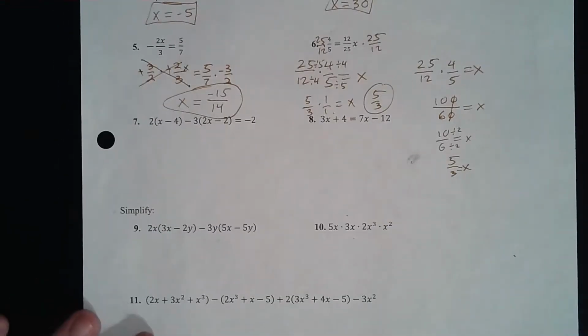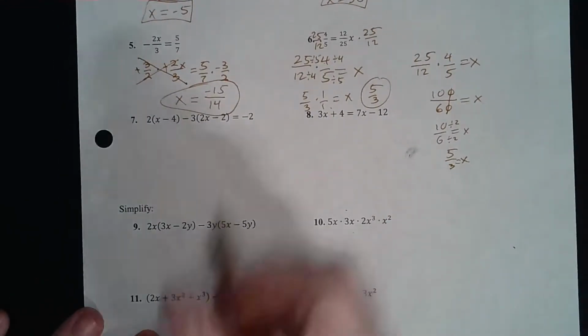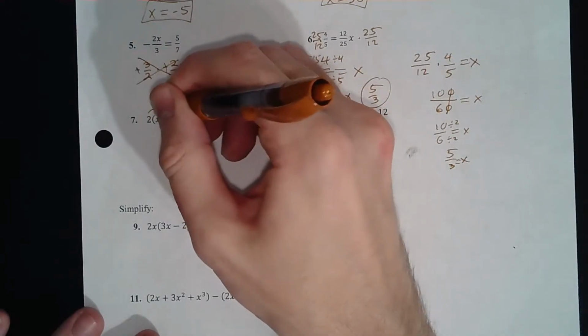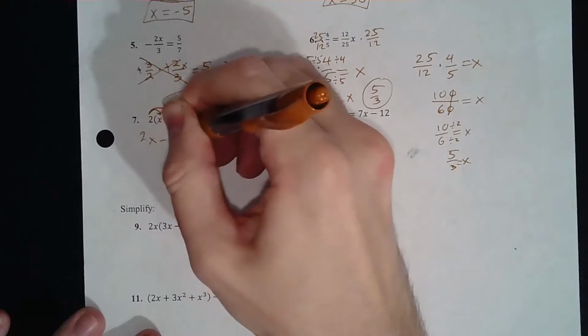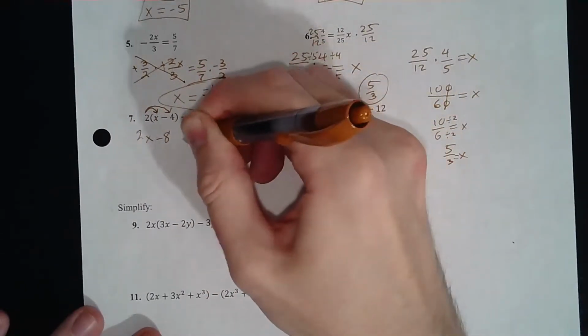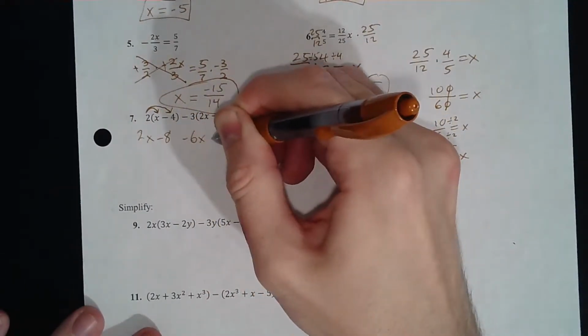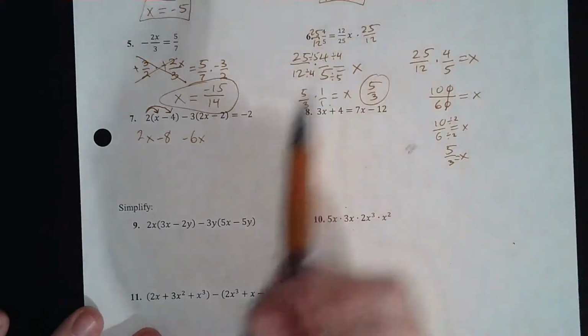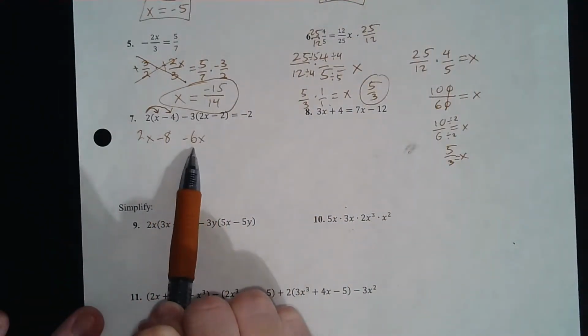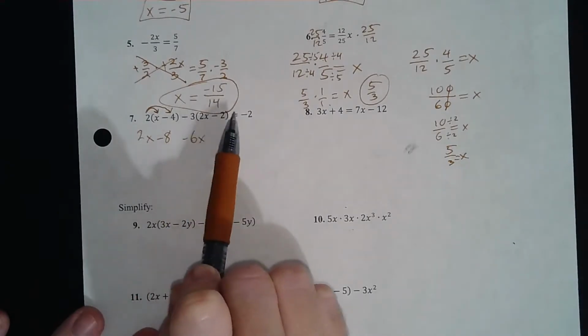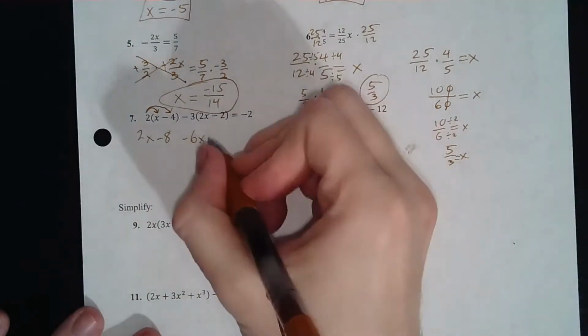Let's work on to problem number 7 now. So problem number 7, we're going to use that distributive property. We're going to take the 2 to the x, the 2 to the negative 4. Now, be careful here. With this distributive property, we're doing negative 3 to the 2x to get negative 6x, but negative 3 times negative 2 is positive 6.